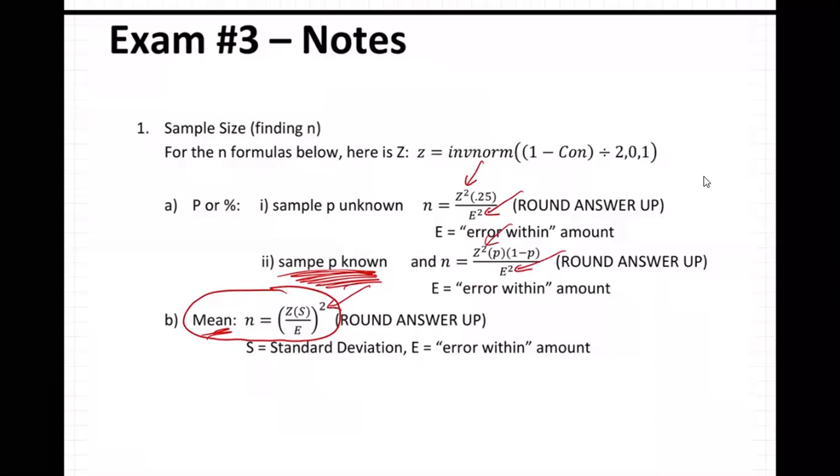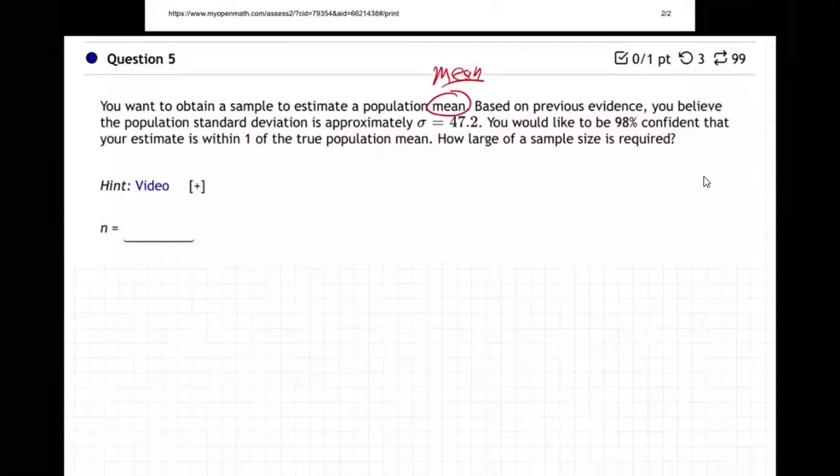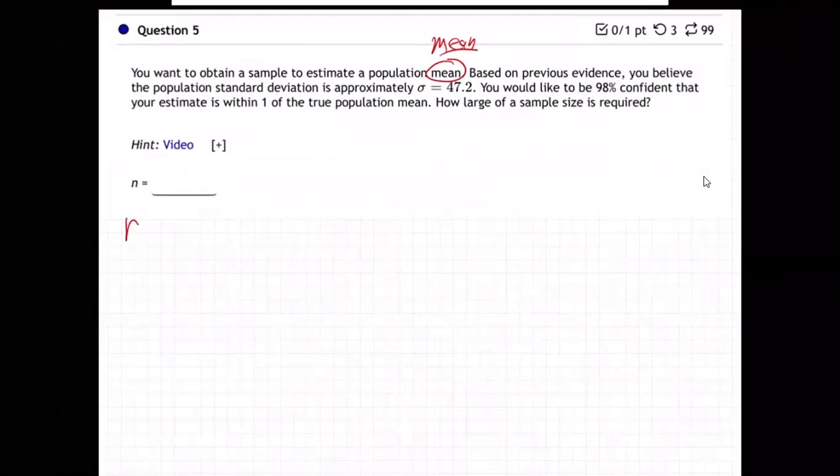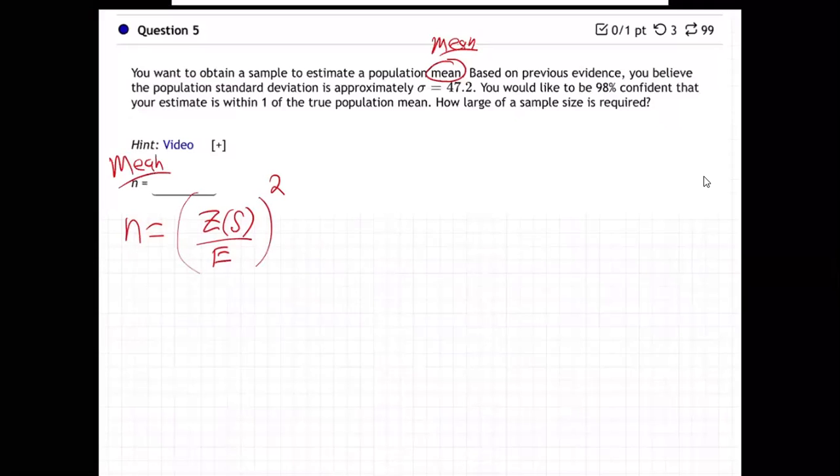So Z S over E squared. So here we go. Let's write that formula. N equals Z S over E, the whole thing squared. That's the mean formula for mean. Okay, so we start off exactly the same though.